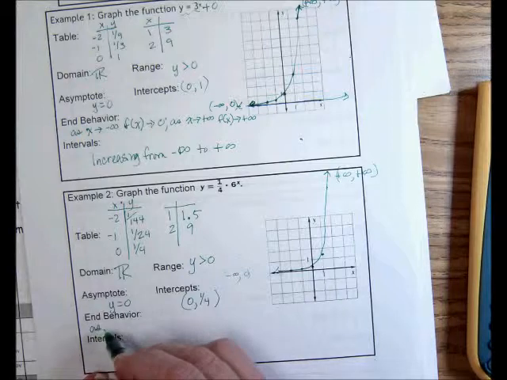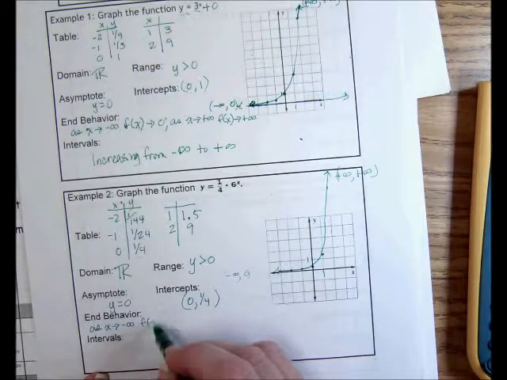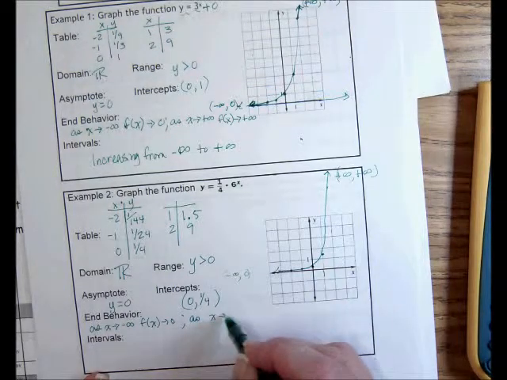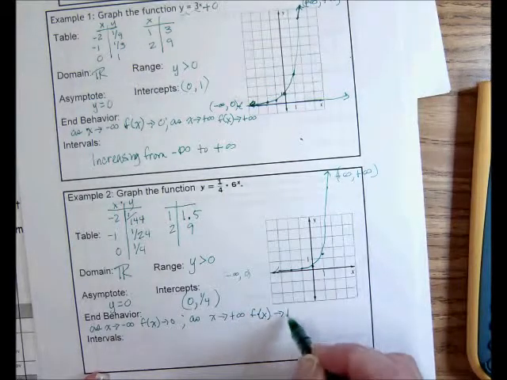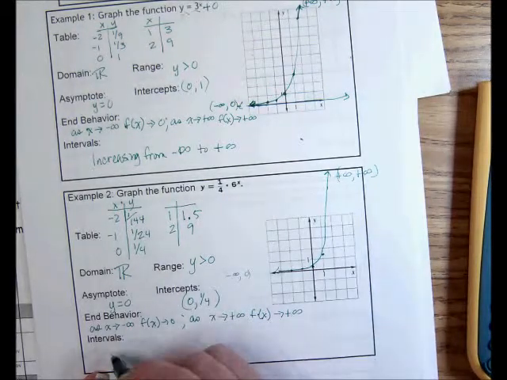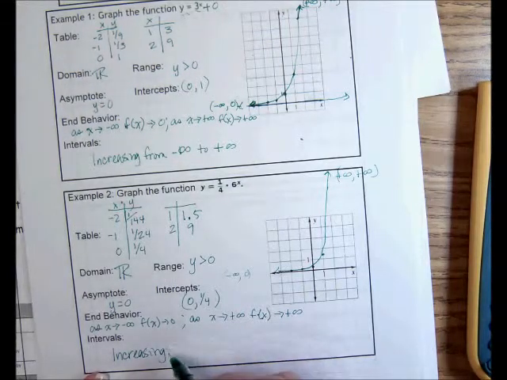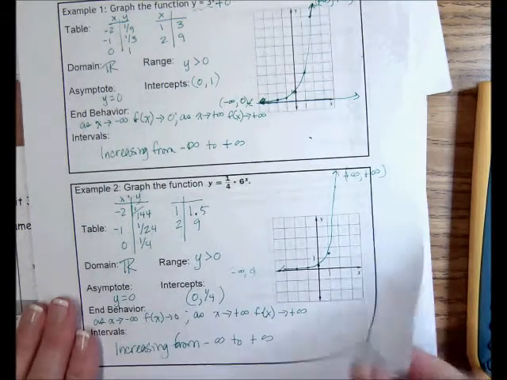End behavior: as x approaches negative infinity, f of x approaches 0, and as x approaches positive infinity, f of x approaches positive infinity. And again here, my graph is increasing as I'm moving from left to right, so from negative infinity to positive infinity. So you kind of see a pattern here.